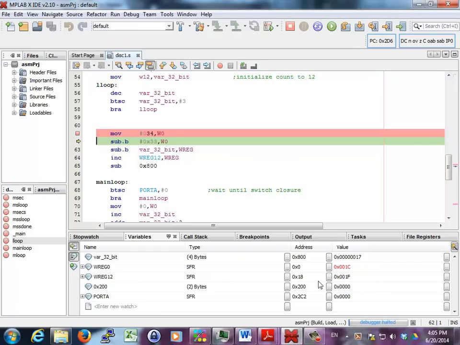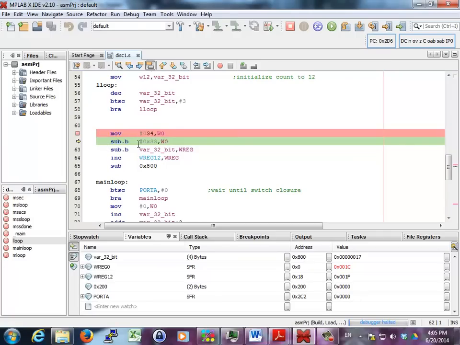And here you can look at the sub.b, and I said this in class too, that when you use sub.b, you're asking the compiler to treat the operands as byte values. Normally this is a 16-bit microcontroller, so whatever you do in terms of additions and subtractions is done in 16 bits, but here you're forcing it to use byte values.